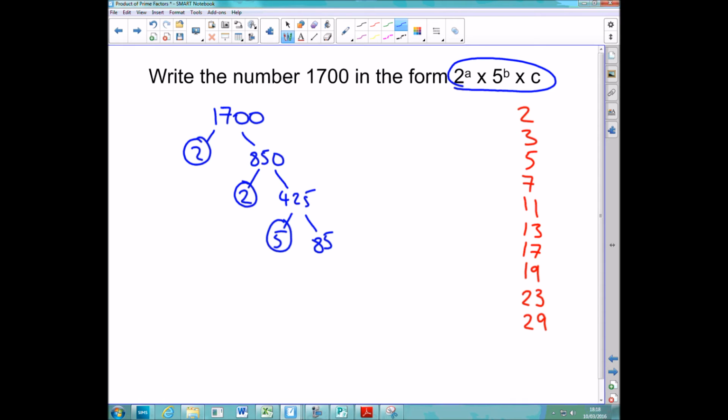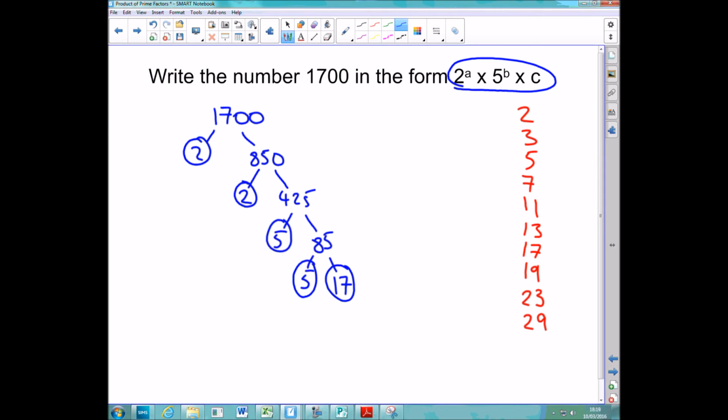Now does 2 divide 85? No. Does 3 divide 85? No. But 5 does, and 5 divides 85 17 times. Now checking my list again, I already knew that 5 was prime, but hopefully you can also see that 17 is in my list. It's also a prime number.